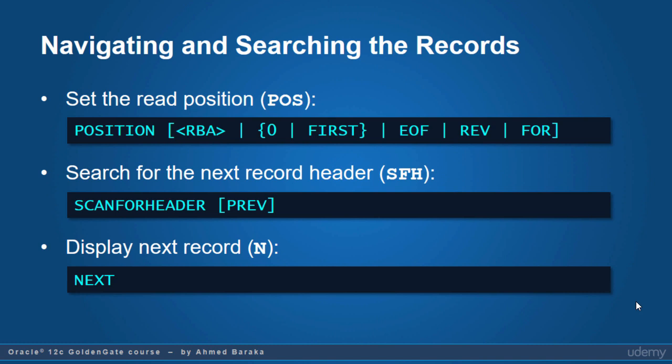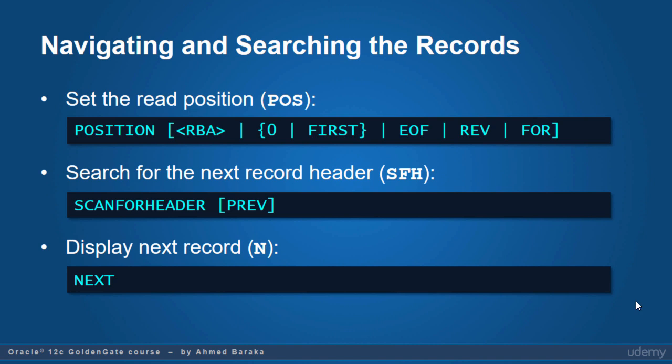You can set the reading position of the utility using the command position. You can use that command to move the reading position to a specific relative byte address, or RBA, to the first record in the file, or to the end of the file. You can use the command to control the reading direction, reverse direction or forward direction.